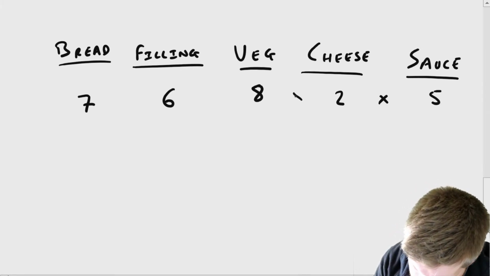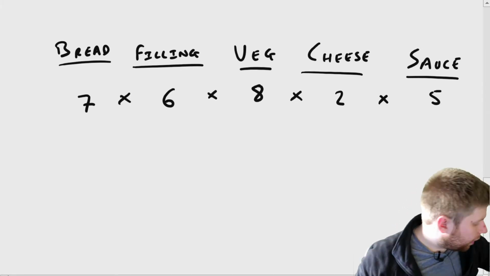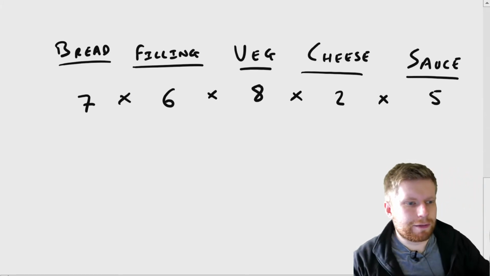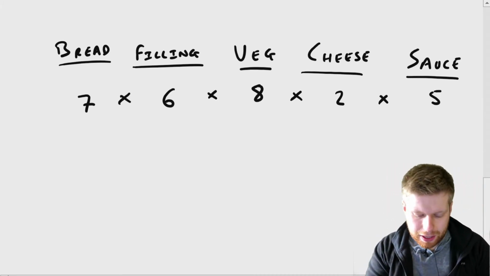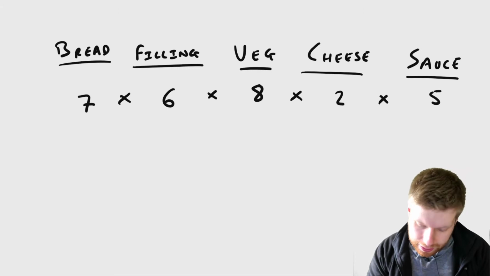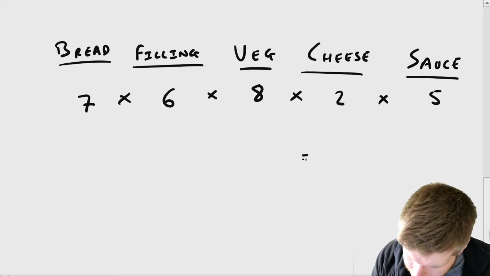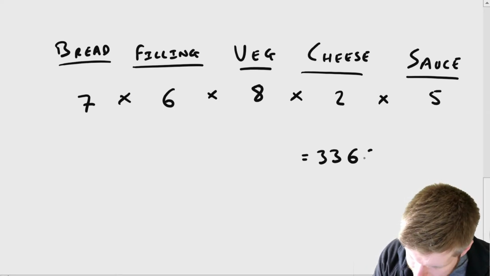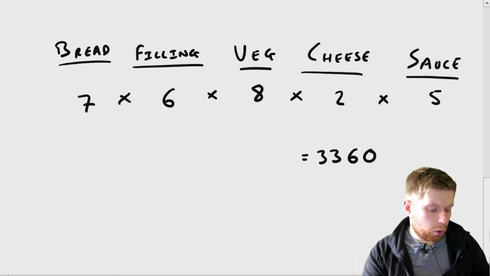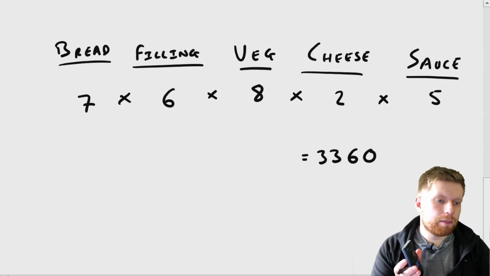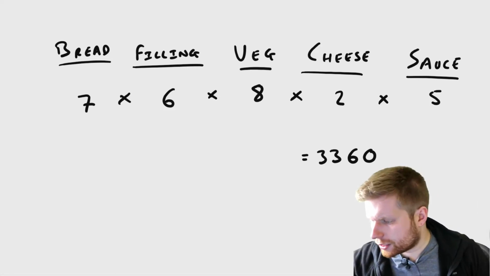So therefore my job now is just to multiply all of these numbers together. I'm going to reach for the calculator just because I'm feeling fairly lazy today. Okay, so I'm just going to stick 7 times 6 times 8 times 2 times 5, and that should give me 3,360 different ways of making my order in this sandwich shop. Okay, so it's 3,360 different ways.